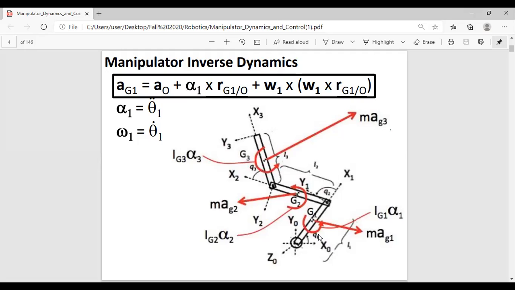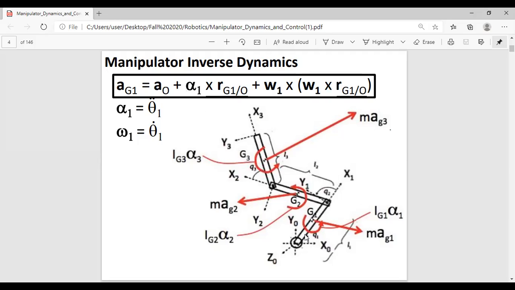So now we're going to just do this. You'll do alpha, which is theta 1 double dot in the k direction, cross product r_G1 with respect to O. Now, r_G1 with respect to O is a vector that points from O to point G1. And then what are the coordinates of that vector? There are the length of this link, which could be, for example, L1 over 2.